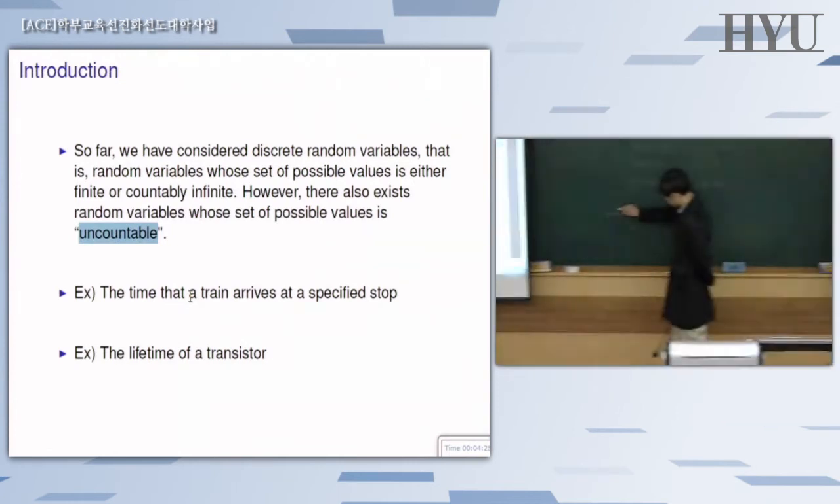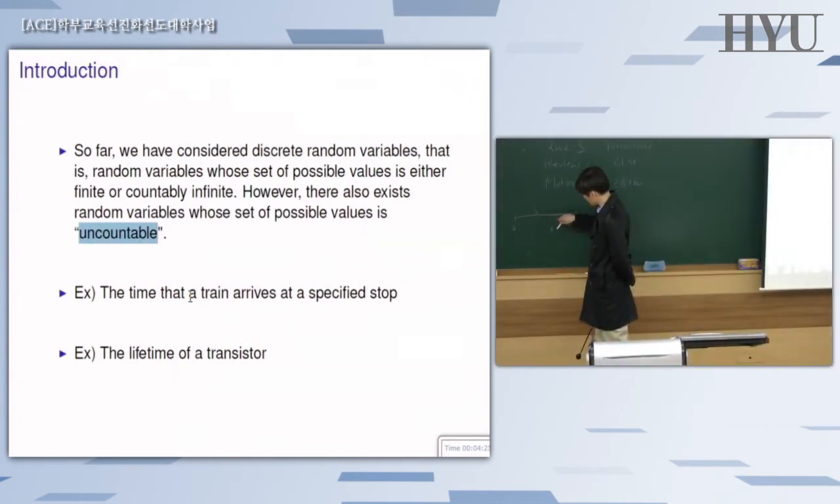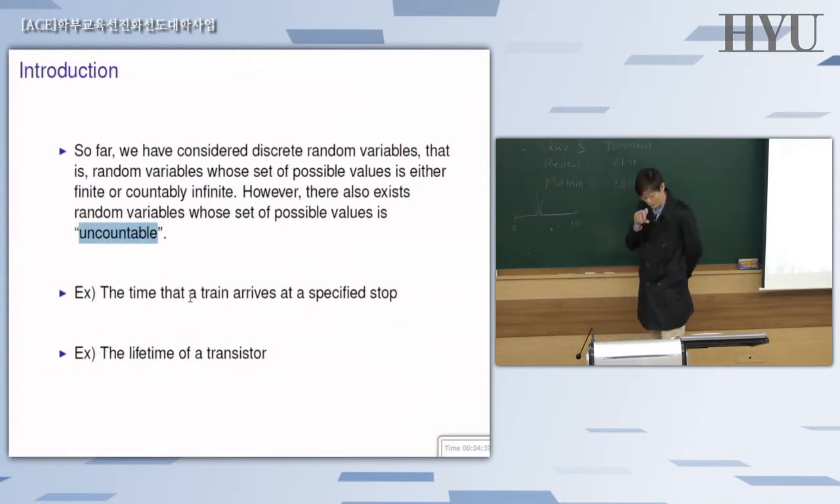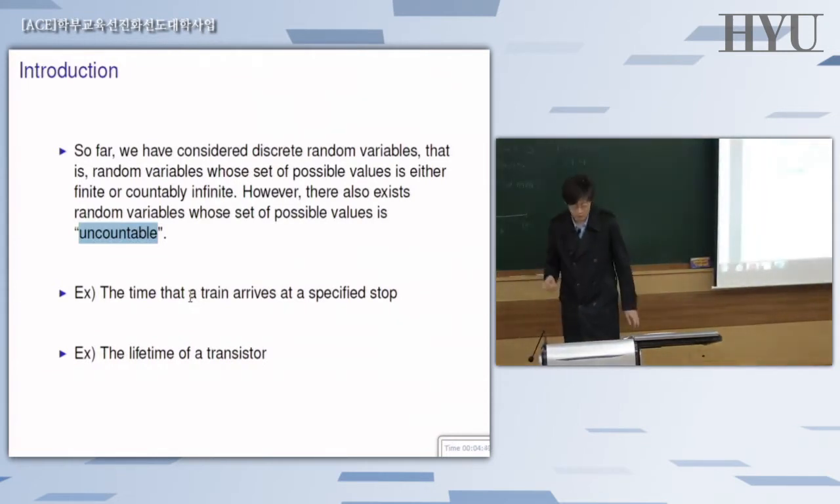all the way to 100, whether the unit could be minute or hour. There's certainly some value in this interval, but you cannot count it because once you count this specific point, there's nothing that comes right after this one. You can always find something in the middle of those two choices. So in that sense, it's not countable. Another example could be the lifetime of a certain machine, the transistor. You know what a transistor is. So that could be an example of a continuous random variable.